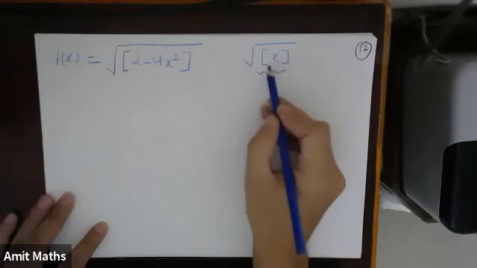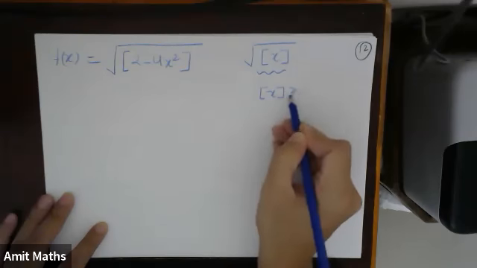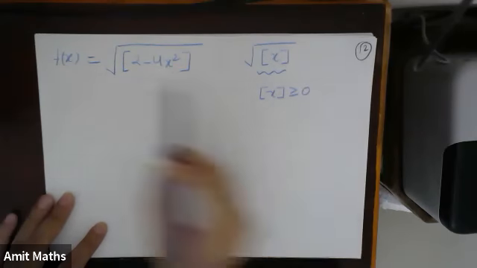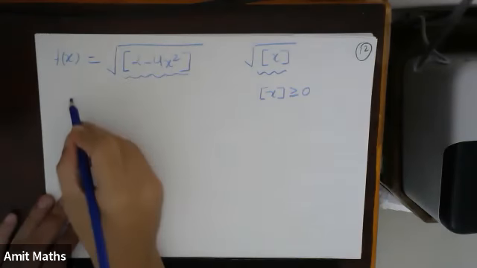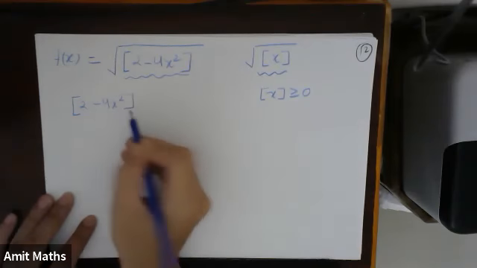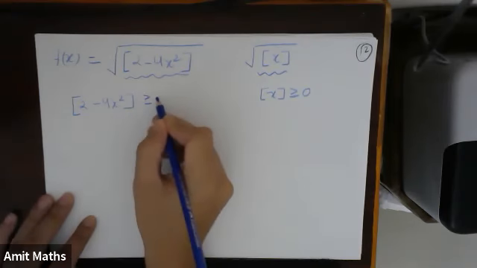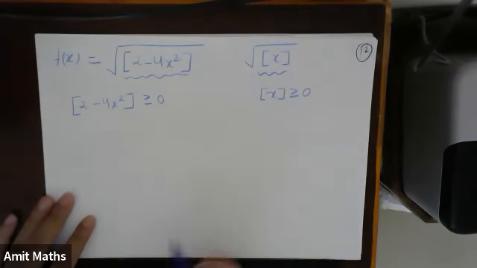Whatever is inside should be greater than or equal to 0, x should be greater than or equal to 0. Okay, same thing I'll apply here. Whatever is under the root, this function, the greatest integer of 2 minus 4x square, should be greater than or equal to 0.